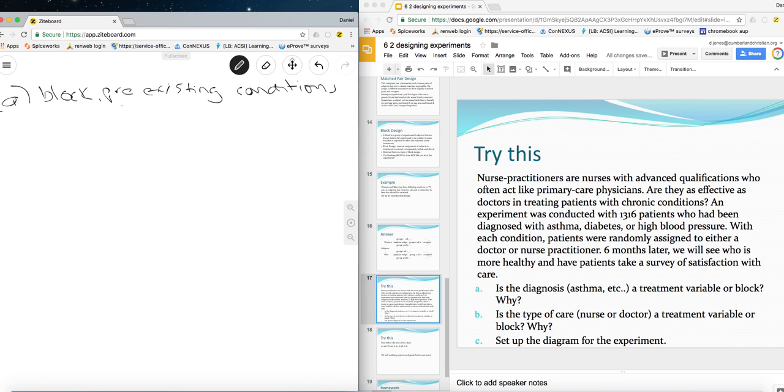B asks, is type of care, a nurse or a doctor, a treatment variable or a block? Well, a treatment variable is how we are controlling the experiment. Since I cannot give you asthma or diabetes or high blood pressure, I can't control that. So it would just be an observational study if that's all I was looking at. But because I am giving you either a nurse practitioner or a doctor for the next 6 months, that is where it becomes an experiment. And so now that is called a treatment variable. So the type of care is a treatment variable.